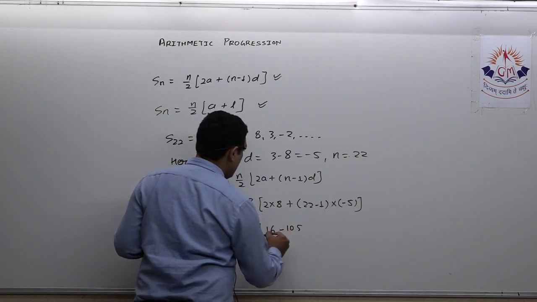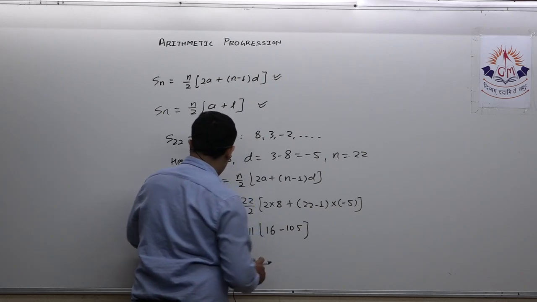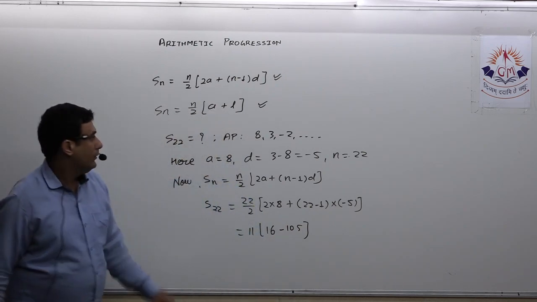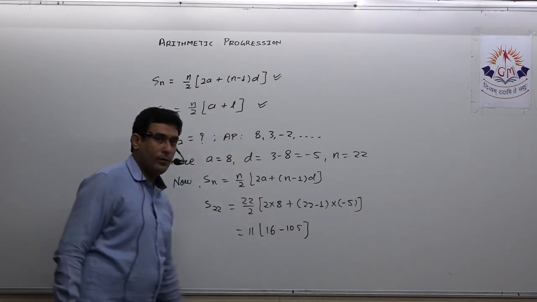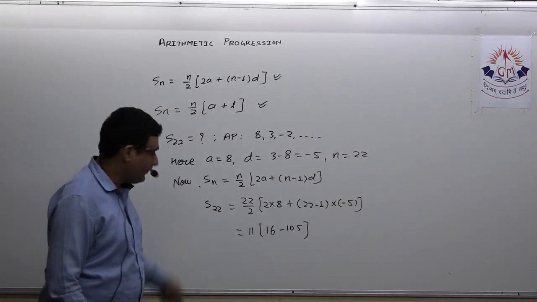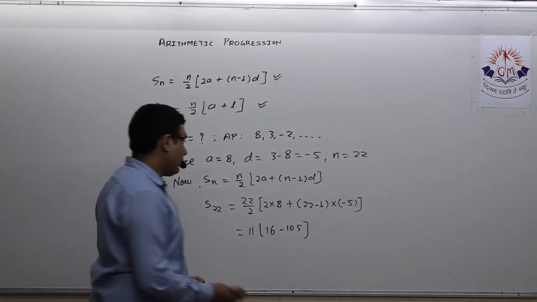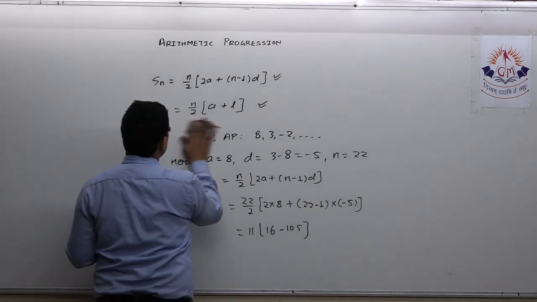105 with a negative sign. Okay, the sum might be negative, because this is a decreasing AP, so obviously the sum will be negative. So in that way you can find the sum of the required number of terms in an AP using the formula.